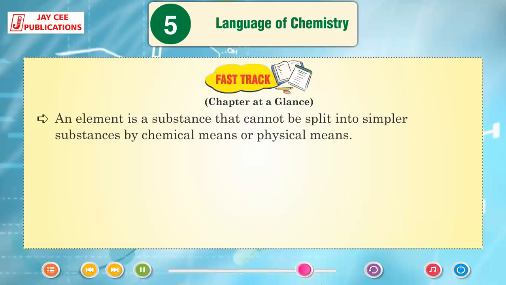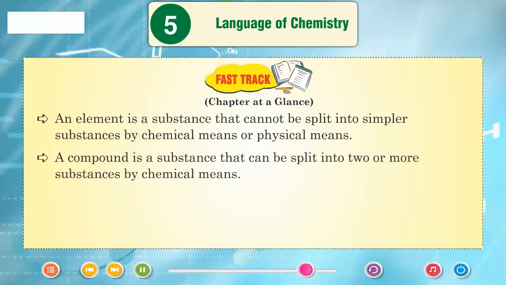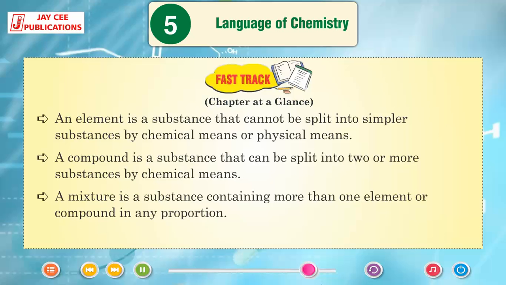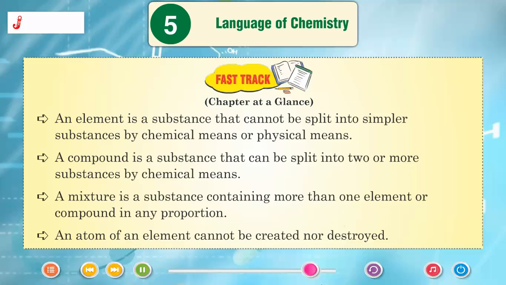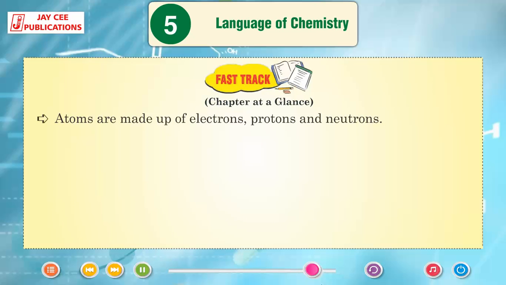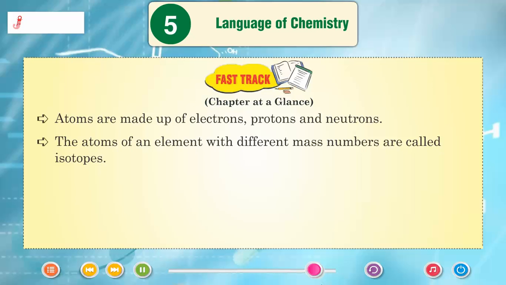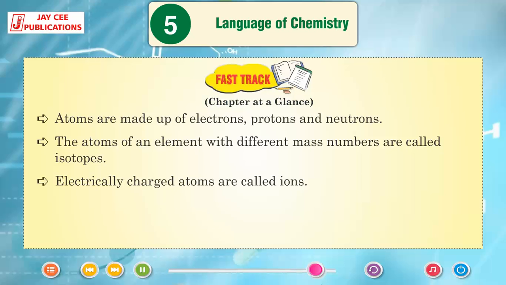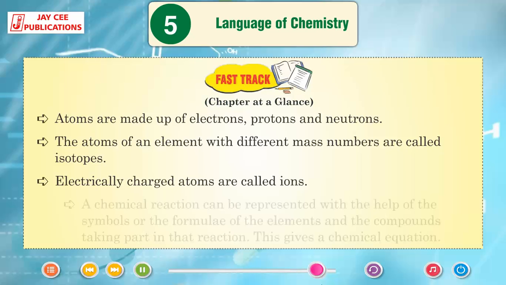Fast track: chapter at a glance. An element is a substance that cannot be split into simpler substances by chemical means or physical means. A compound is a substance that can be split into two or more substances by chemical means. A mixture is a substance containing more than one element or compound in any proportion. An atom of an element cannot be created or destroyed. Atoms are made up of electrons, protons, and neutrons. The atoms of an element with different mass numbers are called isotopes. Electrically charged atoms are called ions.